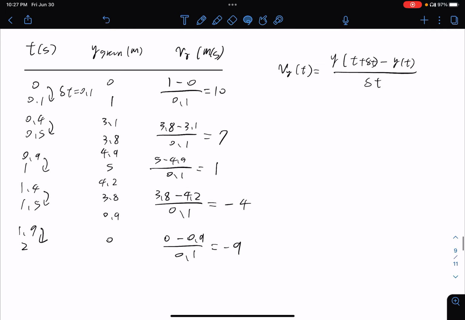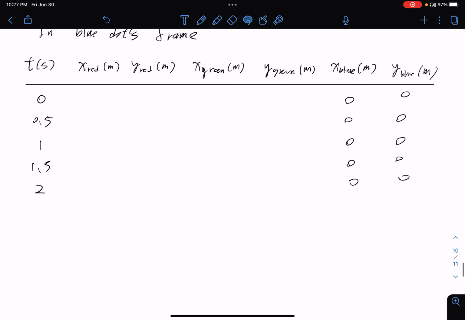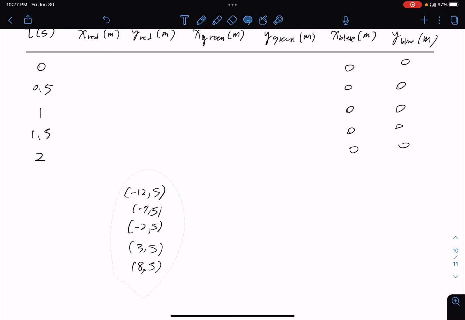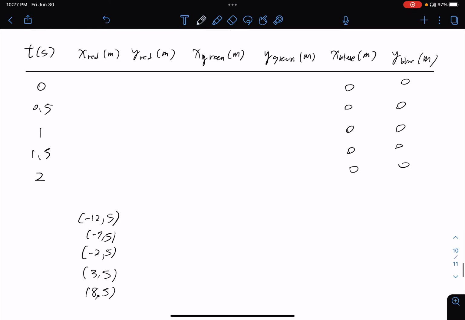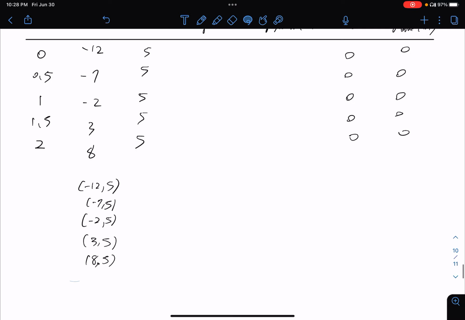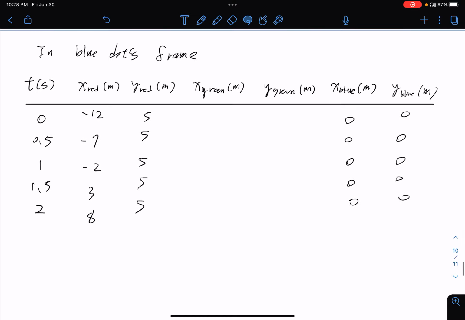Good. So now we have -12, -7, -2, 3, and 8. And 5, 5, 5, 5, 5. Okay, so that's for the red dot. Time for the green dot.